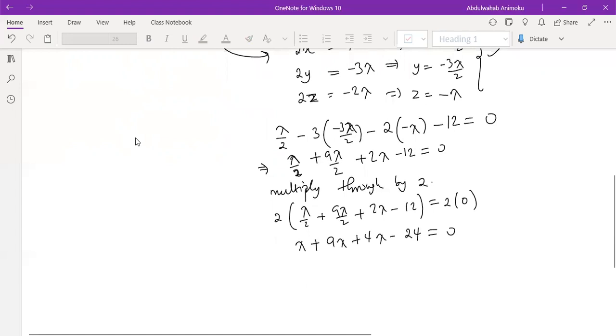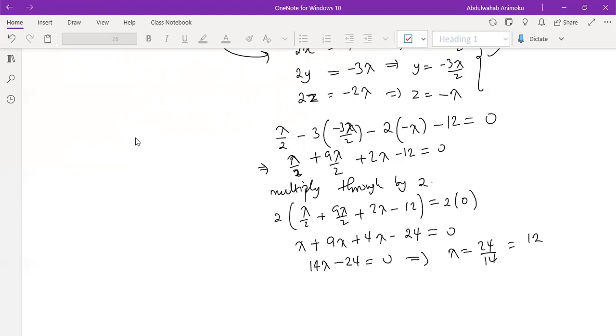So what does this now leave us with? When you add this together, that gives us 14 lambda, right? Minus 24 equal to 0. So this means lambda must be equal to 24 over 14, which is dividing by 2, that's 12 over 7. Okay, this is what lambda is.